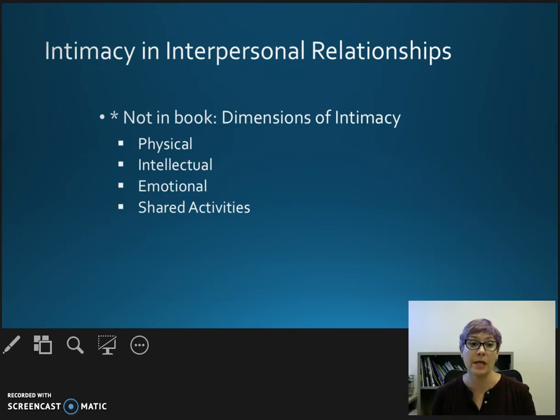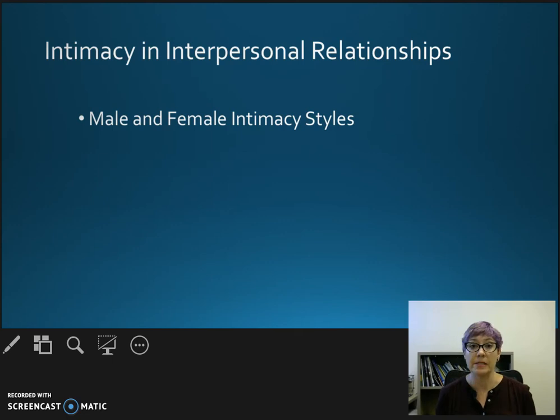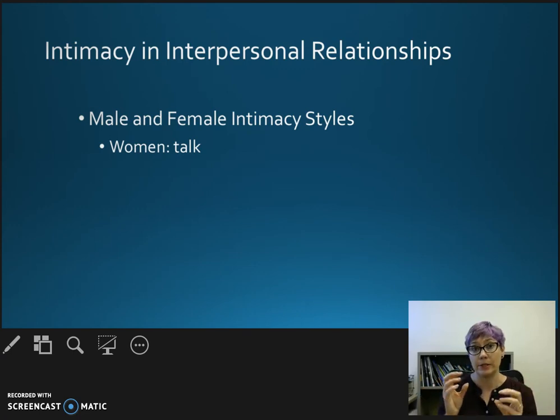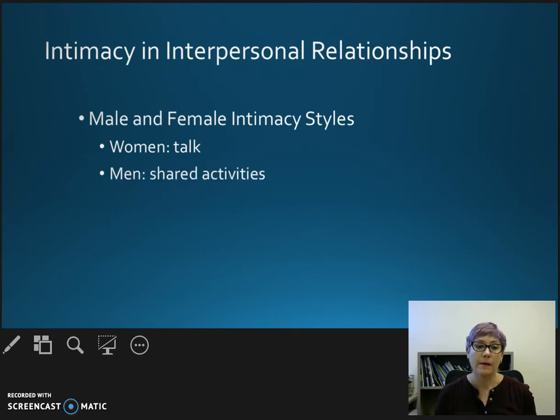In fact, that's the next slide. Male and female intimacy styles. Women tend to bond through talk. They don't even have to be in the same room together. They just feel like talk is the thing that builds their relationship and helps them bond. So they could be talking over the phone, they could be talking in person, but the thing that matters is the talk. Meanwhile, men bond through shared activities.